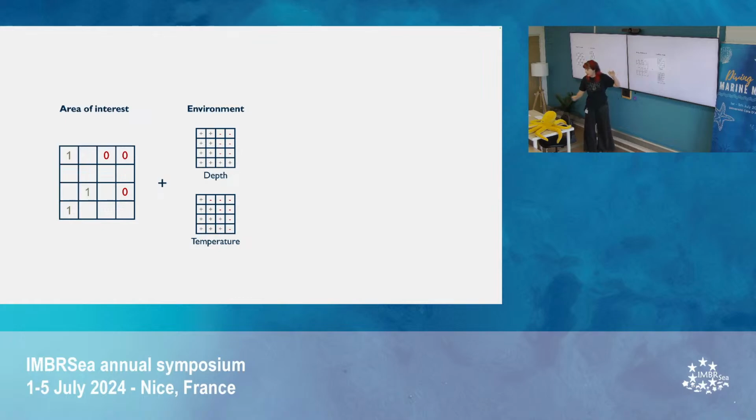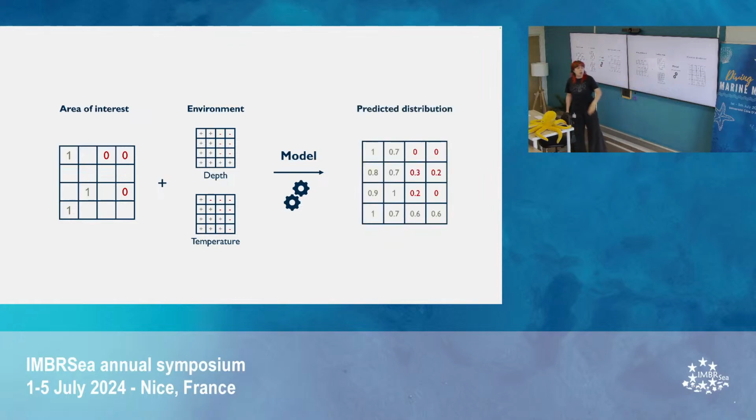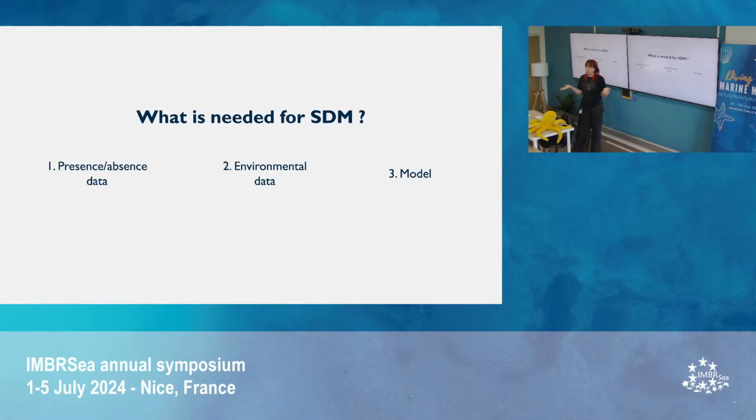And what we're going to do is put it into our model, which is going to take the presence-absence data and the environmental data and give us our predicted distribution. So any areas that are environmentally similar to a presence are going to have a high probability of occurrence. Any areas similar to an absence are going to have a low probability of occurrence. So, to summarize, what do we need for an SDM? We need presence-absence data, environmental data, and a model, because there are a lot of different models to choose from.